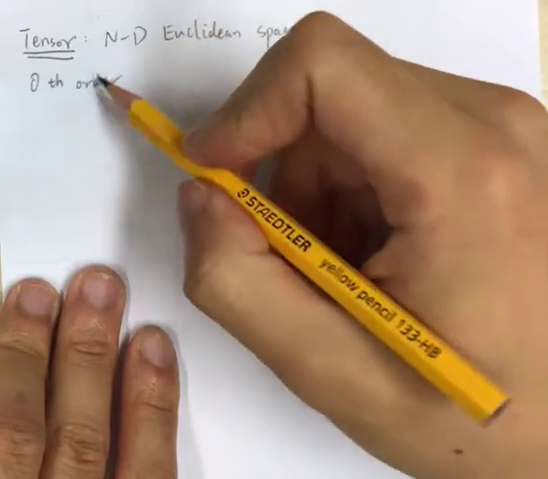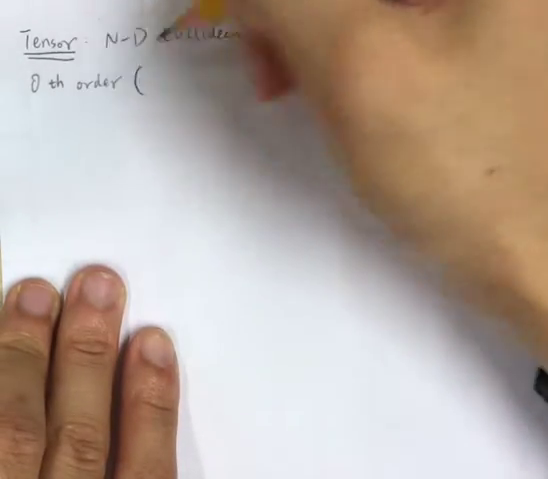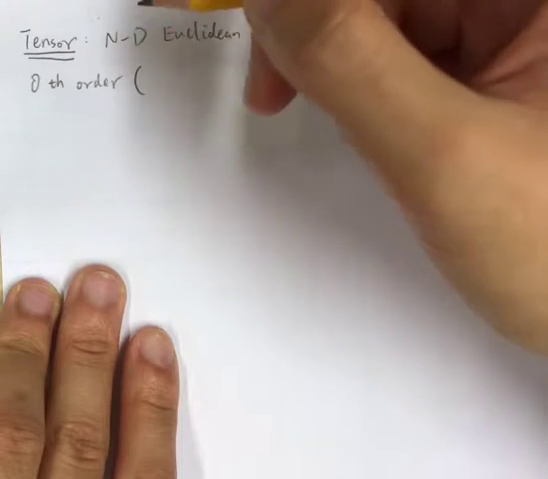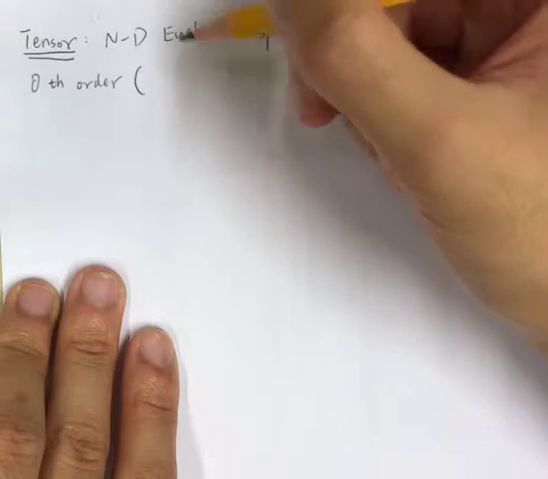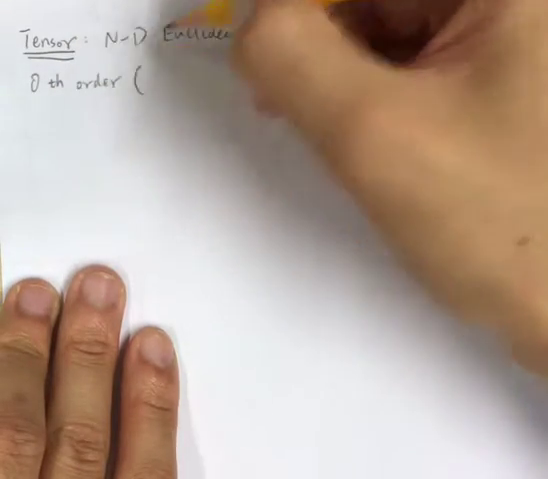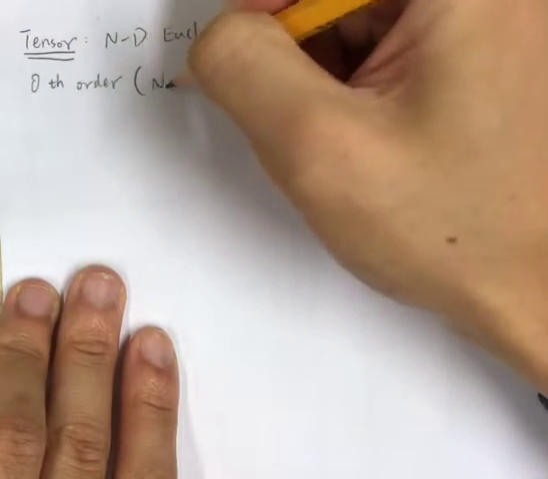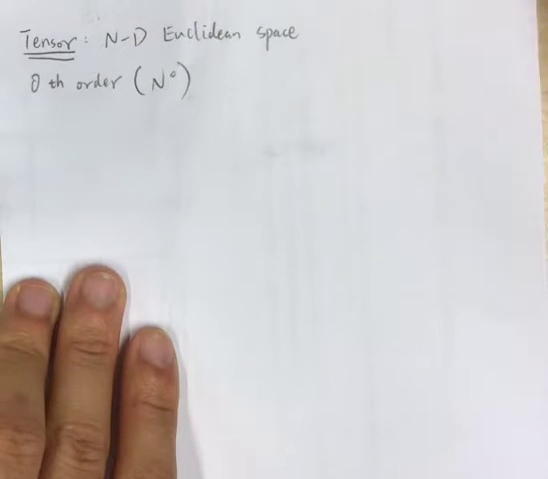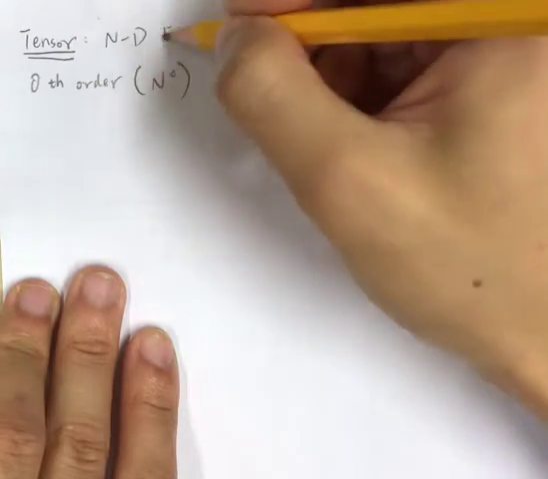What does the term order mean? Very simple. It's just how many components our property has. Let's say a 0th order tensor only has n to the power of 0, which is equal to 1, right? One component in the n-dimensional space.